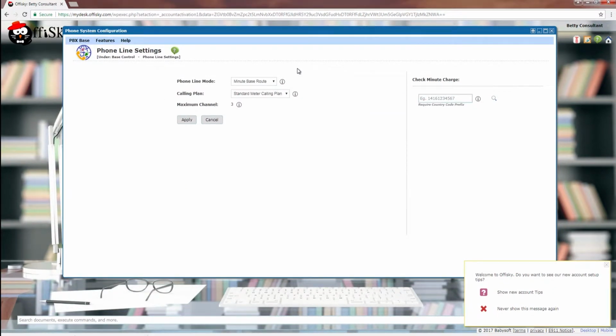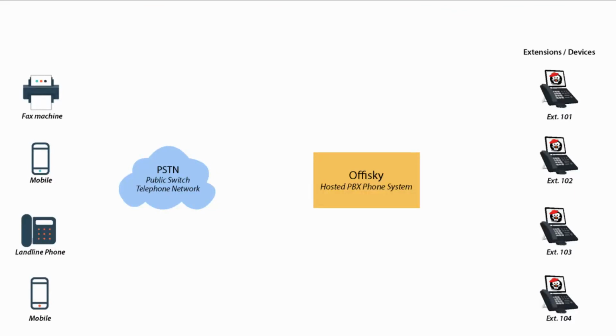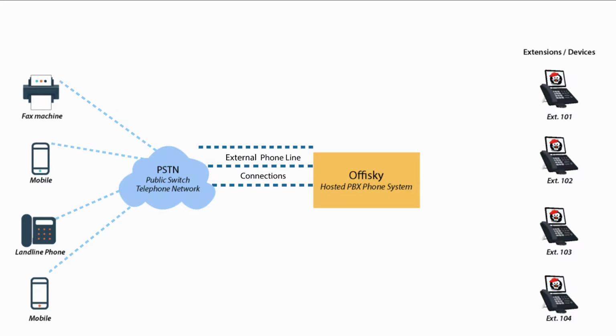Now, you are in the Phone Line Settings screen. Offisky works just like a normal phone system. Your phone system is connected by external phone lines and internal extensions, where the external phone lines are the connections your phone system can use to communicate to the public, and the internal extensions are the internal connections between your extensions. Internal extension calls have no connection limit within your phone system, whereas public phone lines are limited based on the calling plan you have ordered.